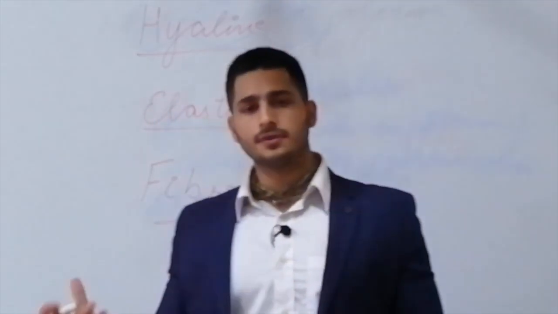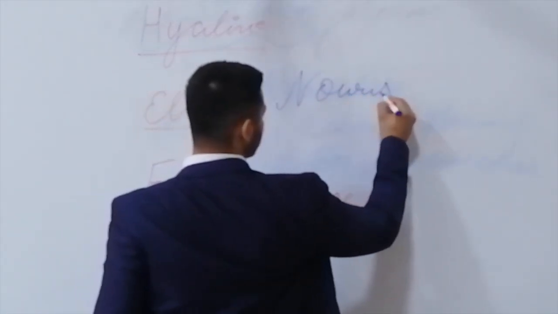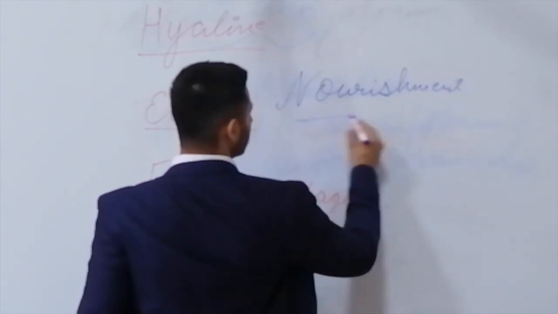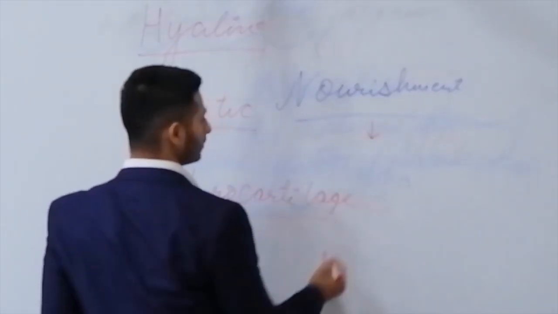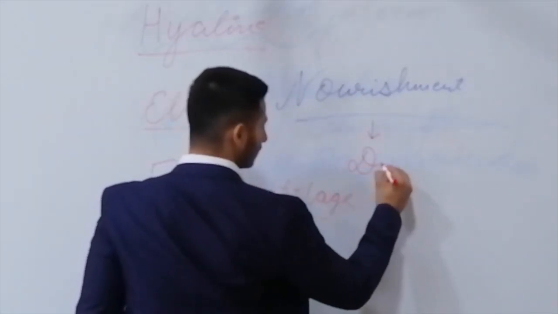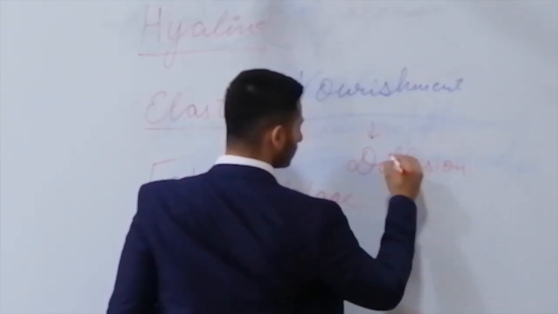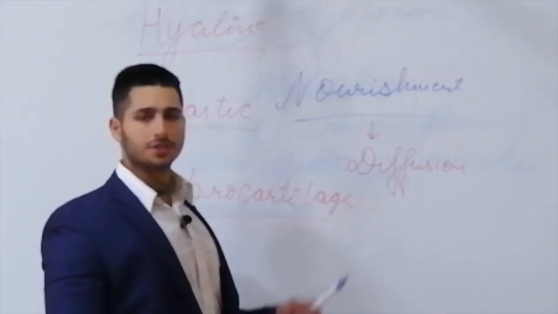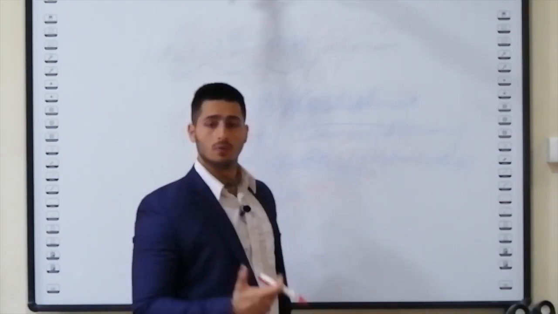And how does this cartilage get nourished? So the nourishment of the cartilage is through simple diffusion. Simple diffusion is the process by which a cartilage gets nourished. Move on further to bone. What is a bone?